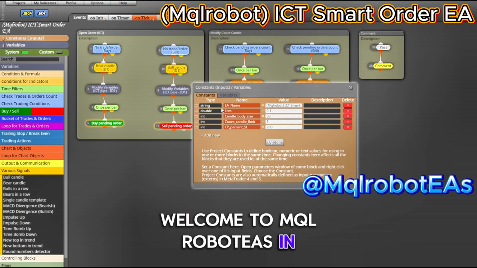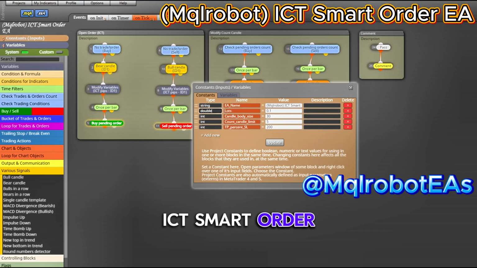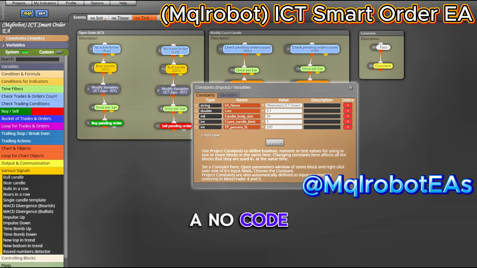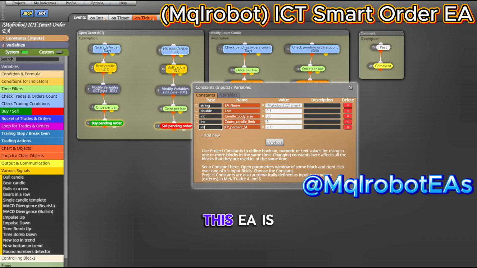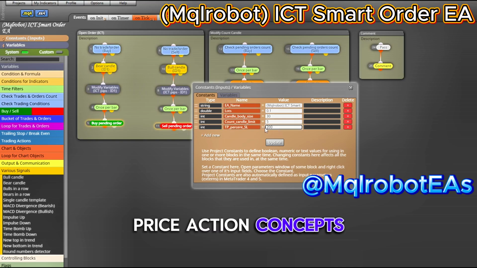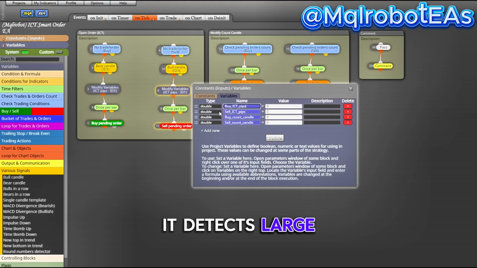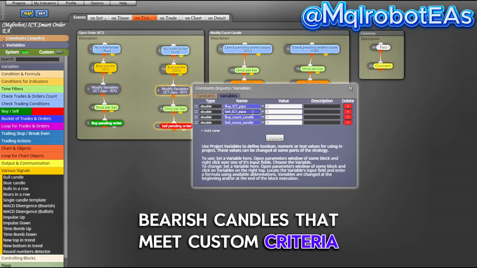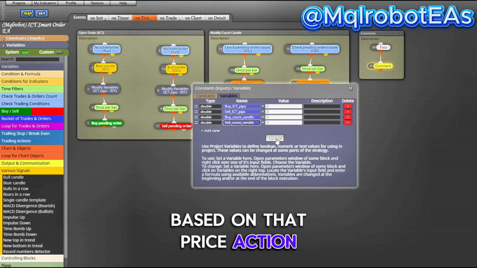MQLrobotEAs. In this video, we'll explore the structure of the ICT Smart Order EA, a no-code expert advisor built entirely using FXDreema. This EA is based on advanced price action concepts inspired by ICT trading principles. It detects large bearish candles that meet custom criteria and places smart pending orders based on that price action.